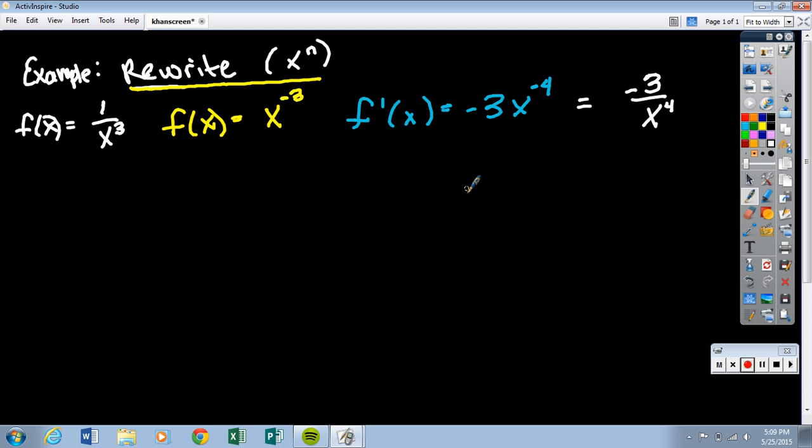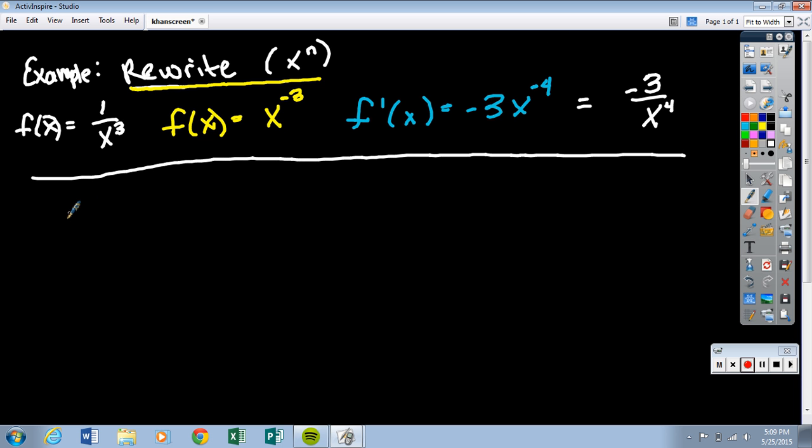The other example I want to show you is with square roots. So let's say, here's example number 2 here. We'll separate these. Okay, so let's pretend that you're given, like, the cubed root of x to the 4th, something like that. Okay.